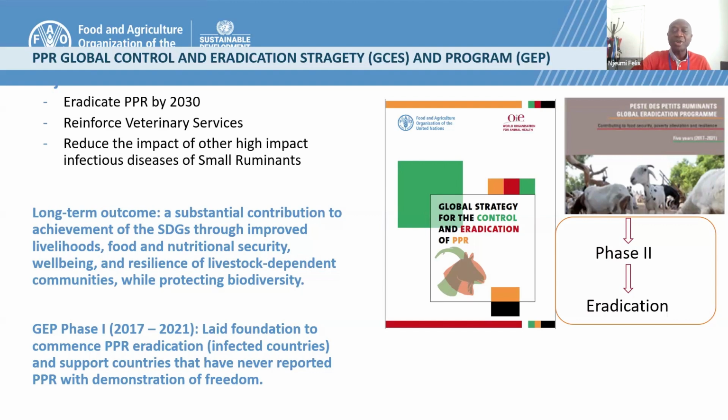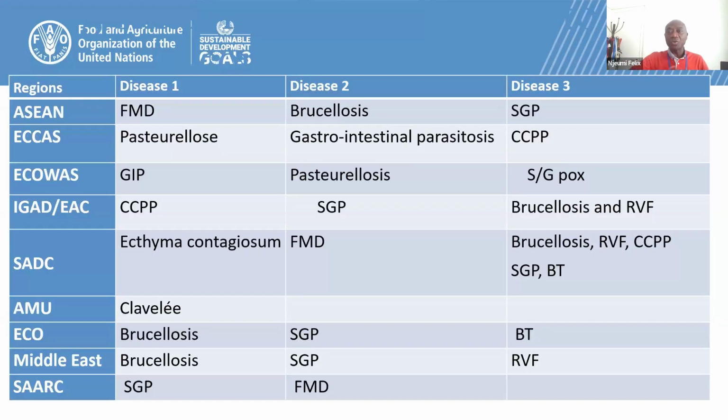The first phase of the program ran from 2017 to 2021, and now we are in the second phase of the program. During the first phase, we tried to identify from each region around the world which diseases they would be combining, because the third objective of the program is to control other small ruminant diseases. In this slide, you see that there are many other zoonotic diseases that they will be combining with PPR, namely brucellosis, Rift Valley fever, among others.